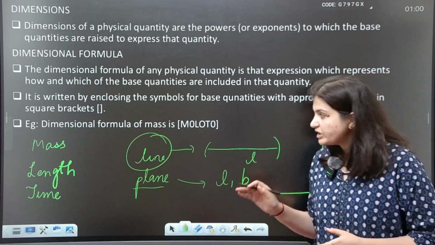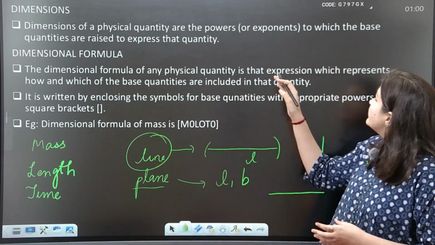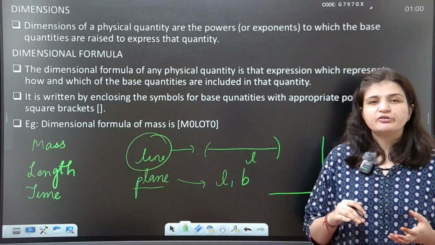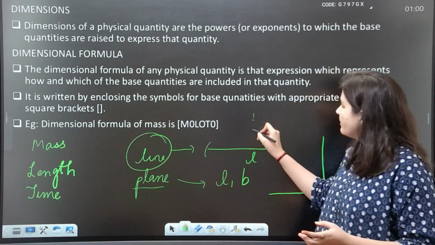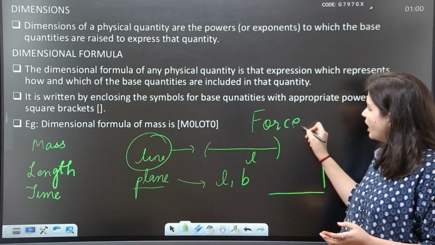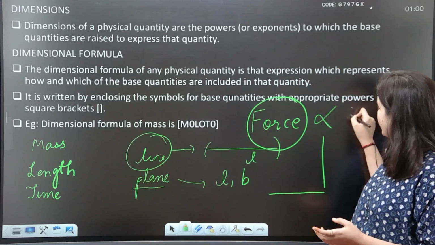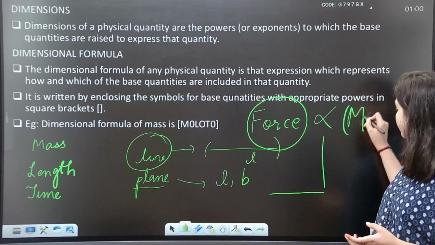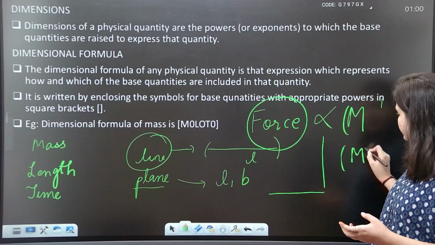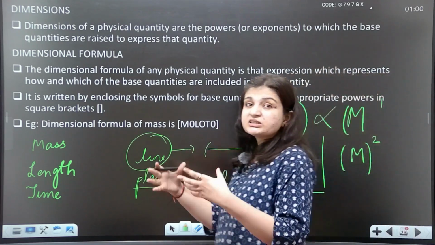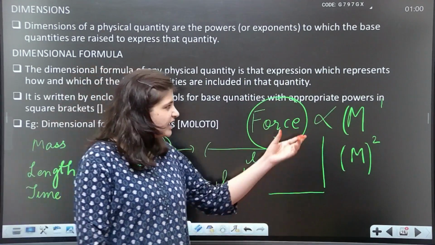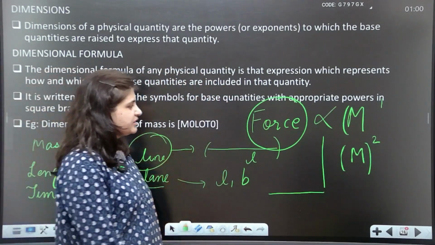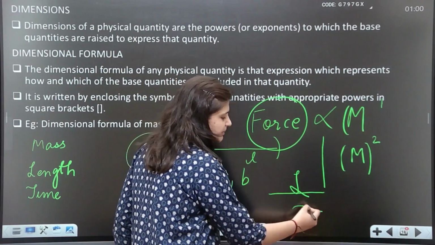Now students, what is dimension? Dimension is the power to which these base quantities are raised. If we talk about the quantity force, how is force dependent on mass? Is it mass to the power 1 or mass to the power square? How is it dependent on length? How is it dependent on time?